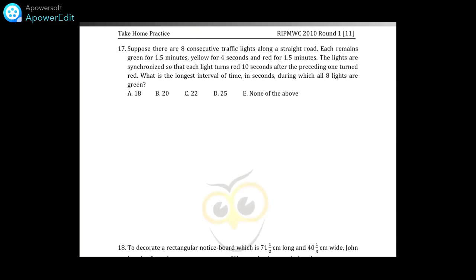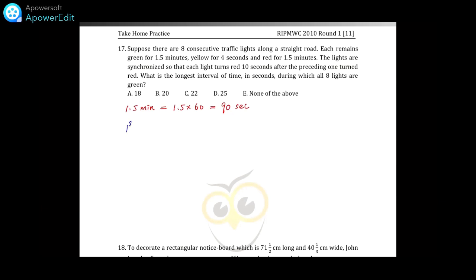Now, question 17. Each of the traffic lights will remain green for 1.5 minutes, yellow for 4 seconds, red for 1.5 minutes. We do the conversion: 1.5 minutes converted into seconds, 1.5 times 60, so 90 seconds. Each light turns red 10 seconds later than the preceding light.